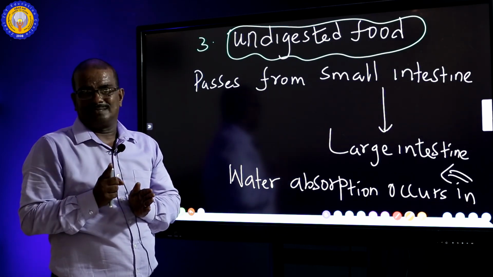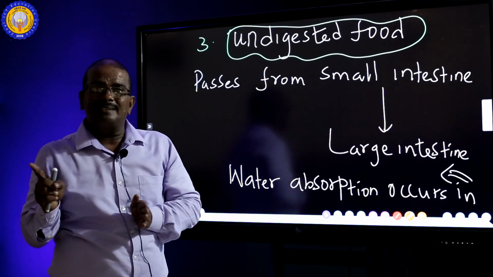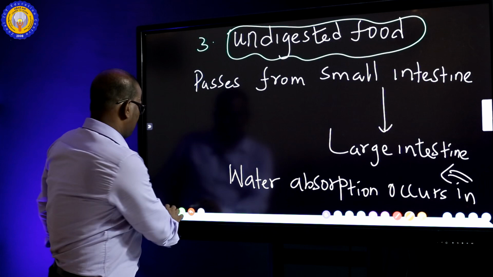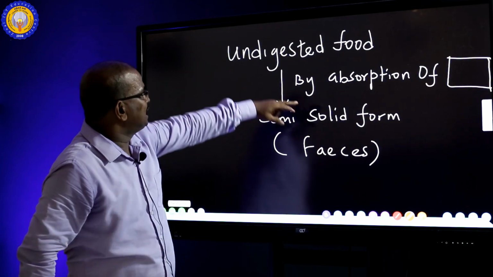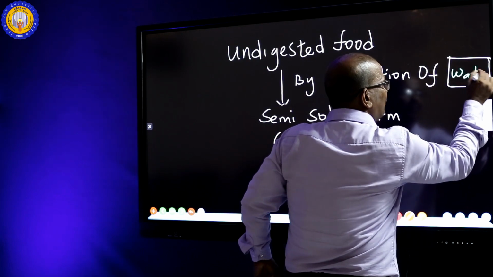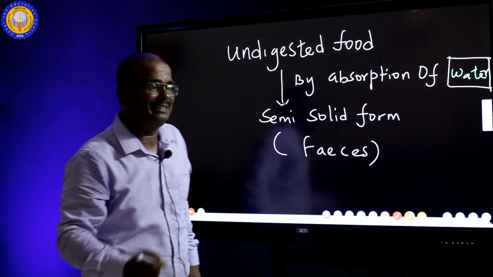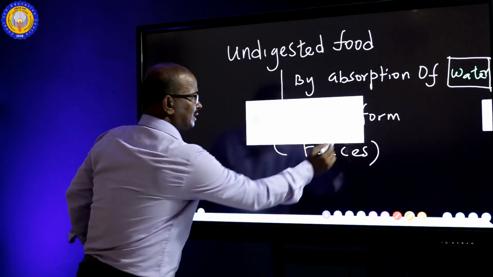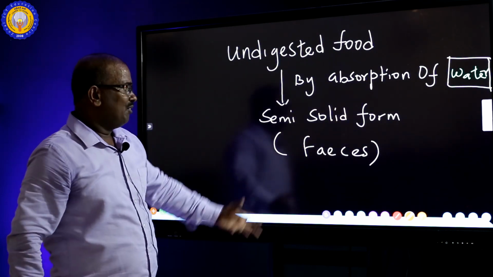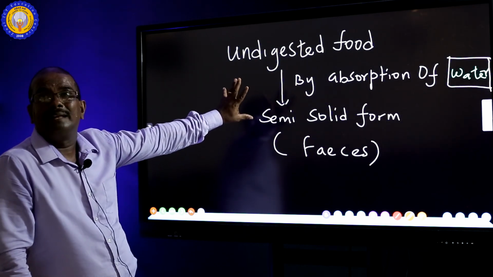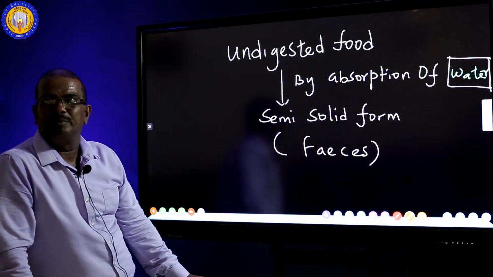This is not waste. So anus is not an excretory organ. Undigested food is not a waste. So undigested food, by absorption of which one? Water. Where does this occur? In the large intestine. So semi-solid form feces is formed. Semi-solid அரைத்திண்ம feces, மலம் உருவாகின்றது in the large intestine by the absorption of water molecules from the undigested food.